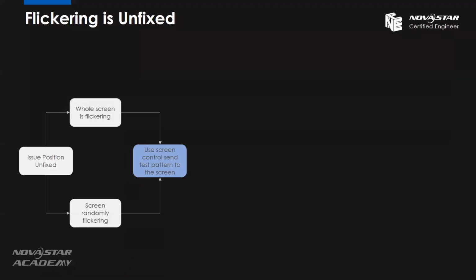If you remember, I mentioned that with the screen control, the image signal comes from the receiving card directly. So now if I have an LED screen that is flickering, and I send a screen control pure color, like pure white, and the screen is no longer flickering, what does it mean? It means the signal from the receiving card is correct, so it's nothing to do with the receiving card. We need to check other factors. So with the screen control, we can locate whether the issue is on the receiving card side, on the screen side, or on the other side.